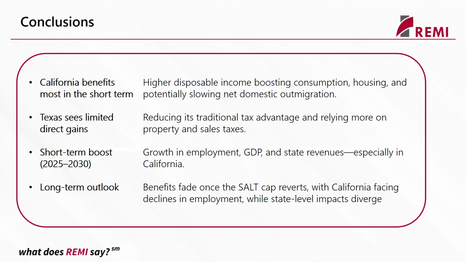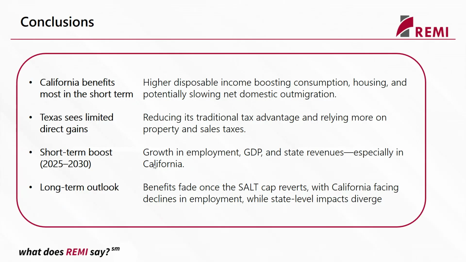In conclusion, California benefits the most in the short term as they have higher disposable income, boosting consumption, housing, and slowing the out-migration of high-income individuals. Keeping these high-income individuals is especially valuable for tax revenue generation and economic production. On the other hand, Texas sees limited gains because it reduces the advantage of its no state income tax policy. In the short term, it causes the aforementioned growth in employment and GDP, while the increased discretionary spending may also increase state revenue through sales taxes.